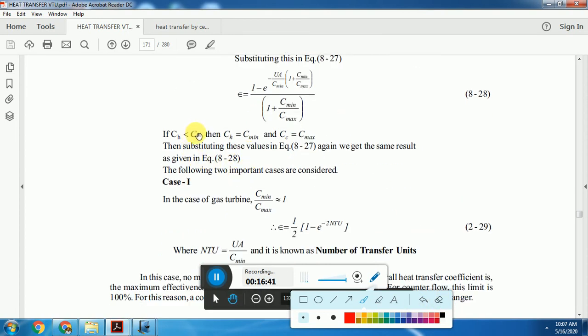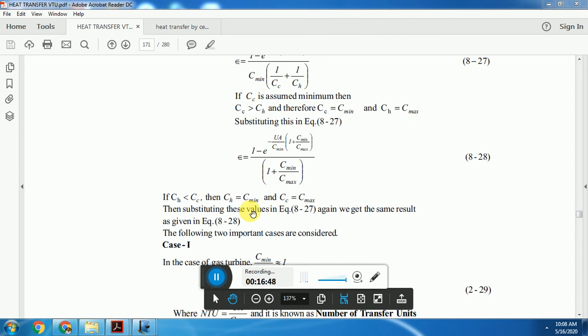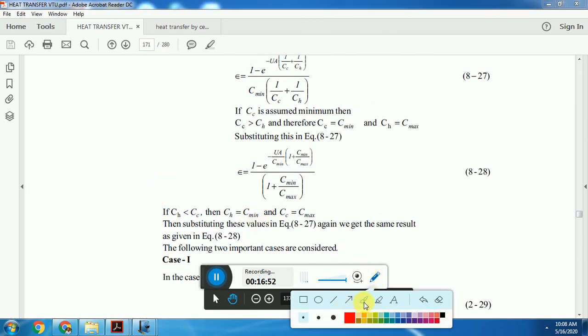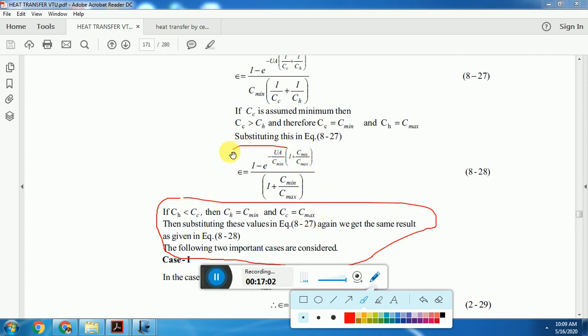Further, if Ch is Cmin, then also we will get the same equation. If we substitute Ch as Cmin in equation 8.27, we will get the same answer here. This equation is available in the data handbook.